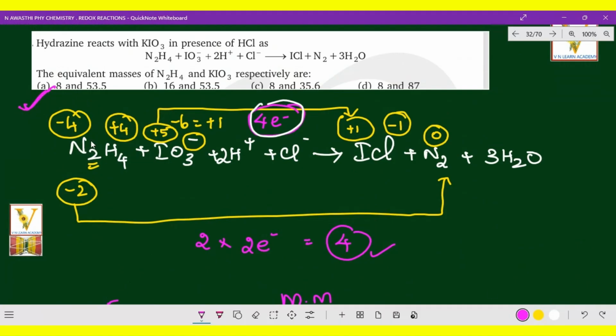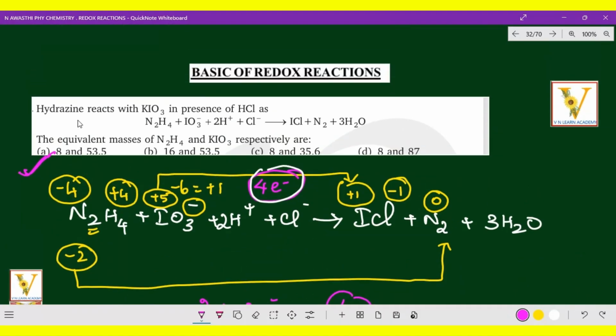Because of the options, they are giving 4 answers, so it is very easy to identify. If you know the concept and follow it accordingly, definitely you will find the correct answer. Come on, let us go to the next question.